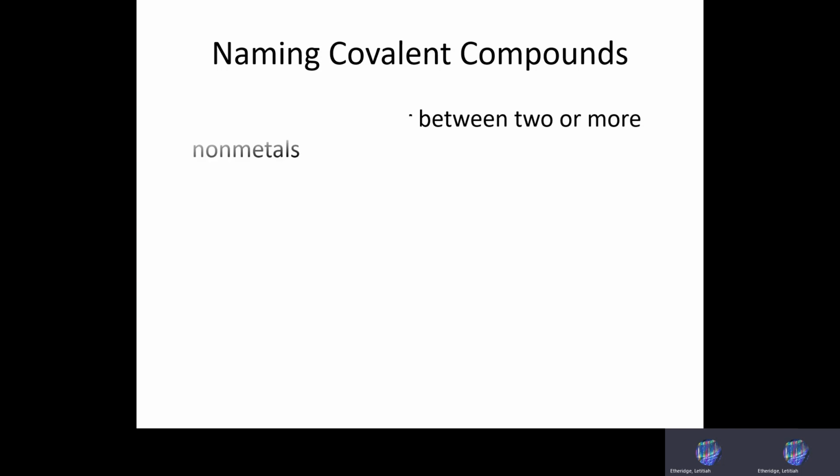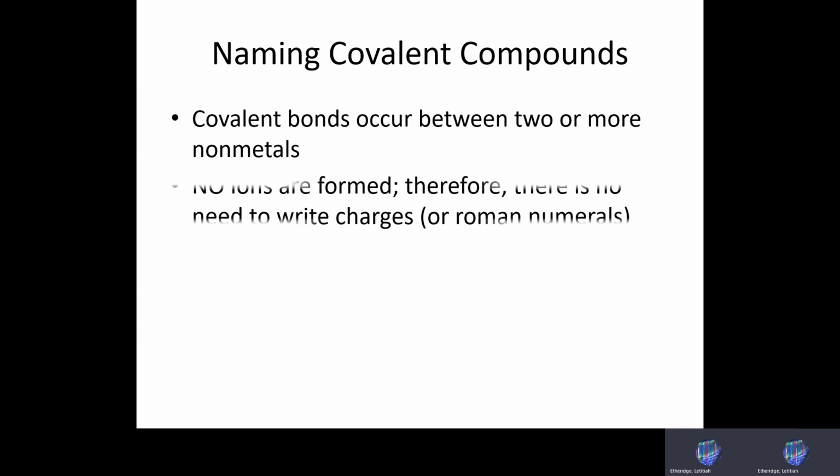As a general review, covalent bonds are going to occur between two or more nonmetals, as opposed to ionic compounds, right? It was a metal and a nonmetal. Metal can't wait to get rid of its electrons. The nonmetal can't wait to pick them up. They're both trying to meet their octet rule so they can both be stable. The good thing about it is that there are no ions that are formed. So because no ions are formed, there is no need to write charges, meaning that you don't need to write any Roman numerals like you have to do with ionic compounds.